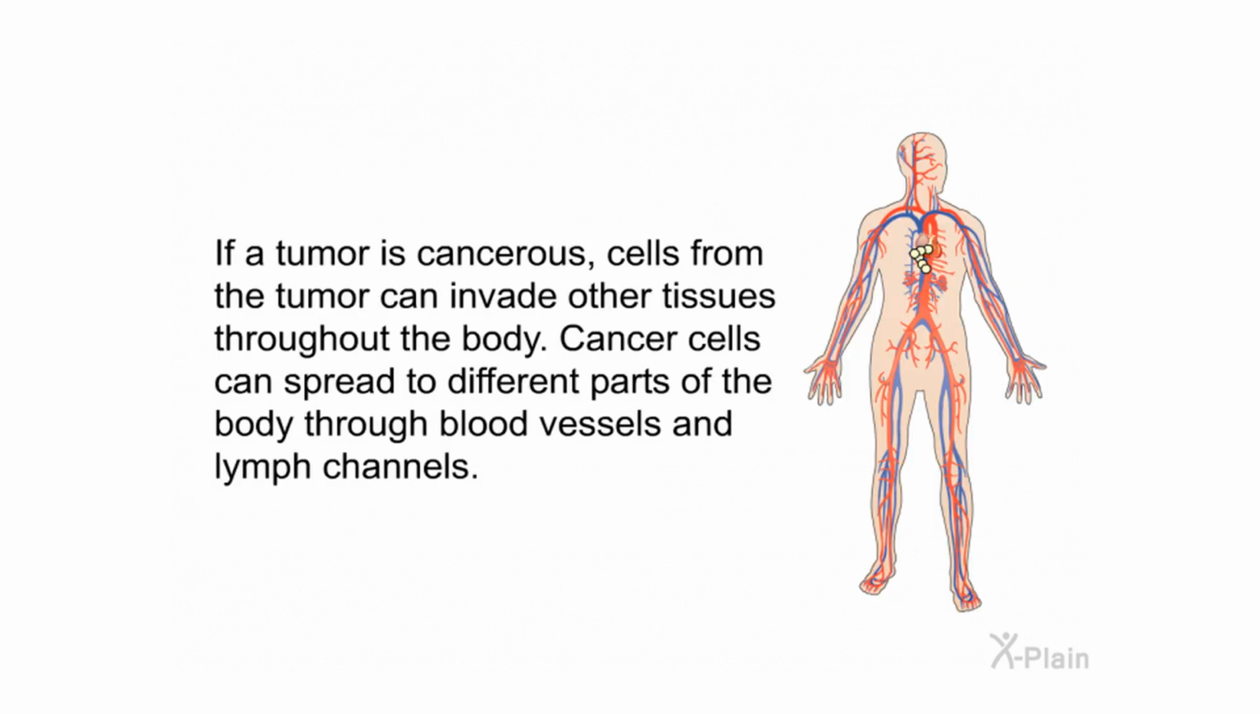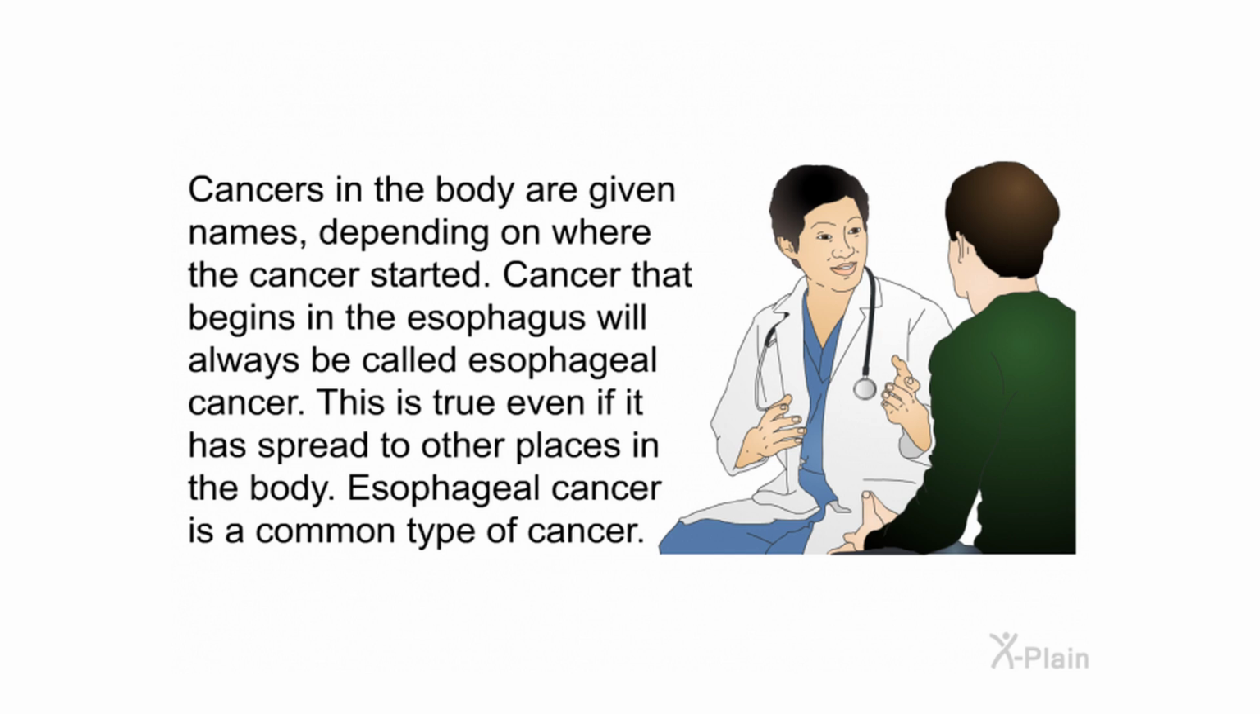If a tumor is cancerous, cells from the tumor can invade other tissues throughout the body. Cancer cells can spread to different parts of the body through blood vessels and lymph channels. Cancers in the body are given names depending on where the cancer started. Cancer that begins in the esophagus will always be called esophageal cancer. This is true even if it has spread to other places in the body. Esophageal cancer is a common type of cancer.